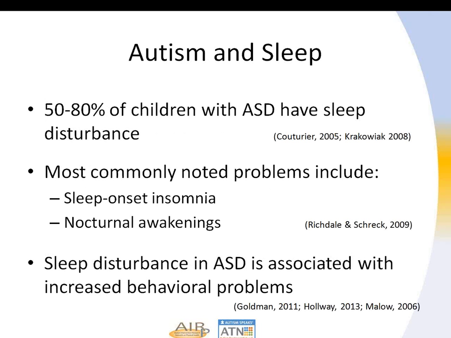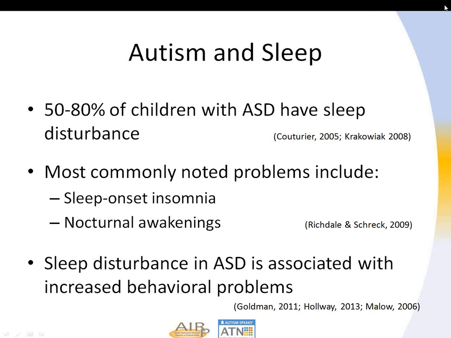Sleep disturbance is a frequent concern in childhood, but especially so for parents of children with autism. Approximately 50 to 80% of children with autism have sleep problems. As a comparison, about 32% of typically developing children have problem sleep, and about 46% of those with developmental delay. Most of the data on sleep problems comes from parent report on questionnaires, though some research has used physiological measures such as actigraphy. The most commonly noted problems include sleep onset insomnia and nocturnal awakenings.